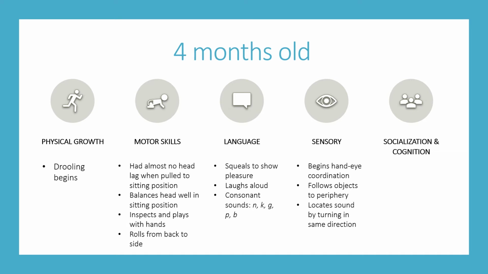And they can now locate the sound by turning in the direction of where the sound is coming from. With the child's socialization, they can start to anticipate feeding, whether they're being breastfed or formula fed. At this age, we're not quite starting them on solid foods. That happens a little bit later, but they know when food is coming. They start to demand attention by fussing, just to get the attention of their parents or caregivers.